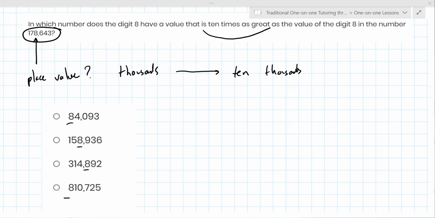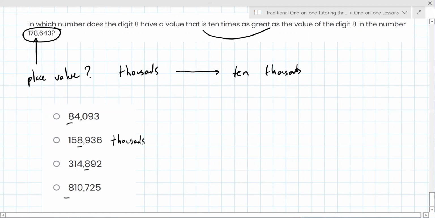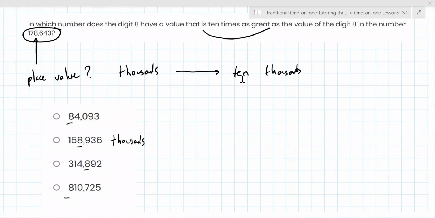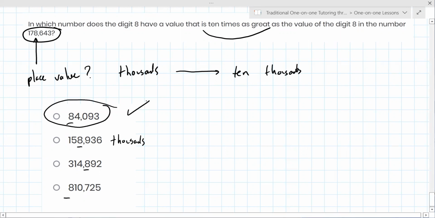E. Which one? B. So the 8 in B is in the thousands position. Okay. Do you have another answer for me? Letter A. Yes. Okay.